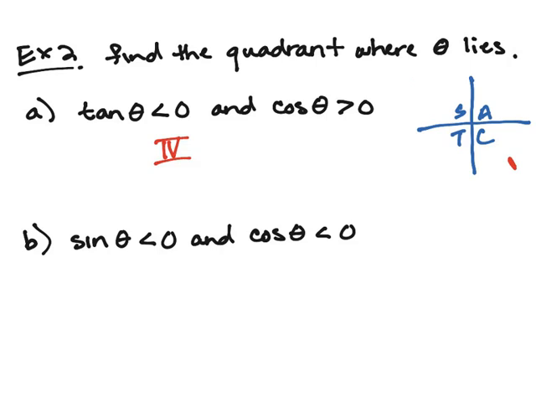Okay, let's do the next one. Sine is less than 0. So sine is negative. If sine is negative, I'm either going to be in quadrant 3 or 4. My second piece of information is that cosine is negative. So am I in 3 or 4? 3. I'm in 3.